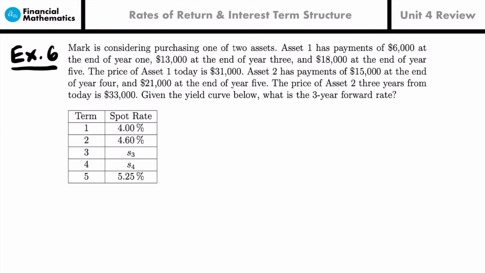Okay, so for our sixth review problem, we have Mark is considering purchasing one of two assets. Asset 1 has payments of $6,000 at the end of year 1, $13,000 at the end of year 3, and $18,000 at the end of year 5. The price of Asset 1 today is $31,000. Asset 2 has payments of $15,000 at the end of year 4, $21,000 at the end of year 5, and the price of Asset 2 3 years from today is $33,000. Given the yield curve below, what is the 3-year forward rate?